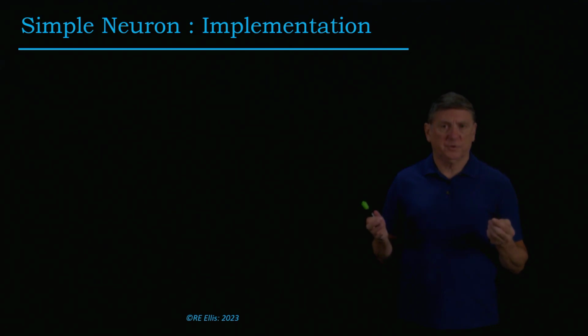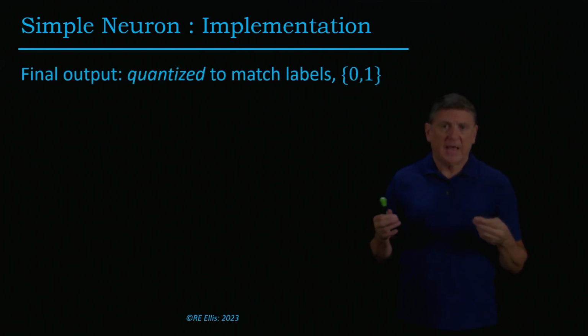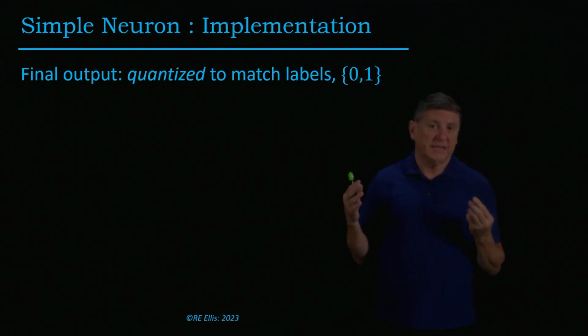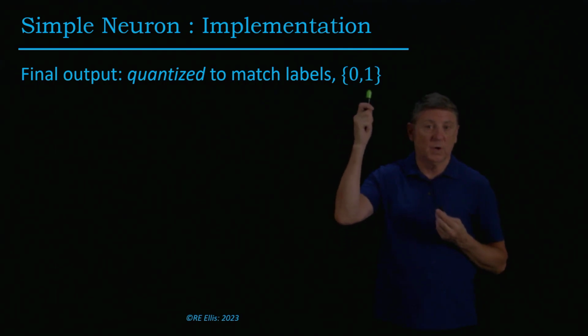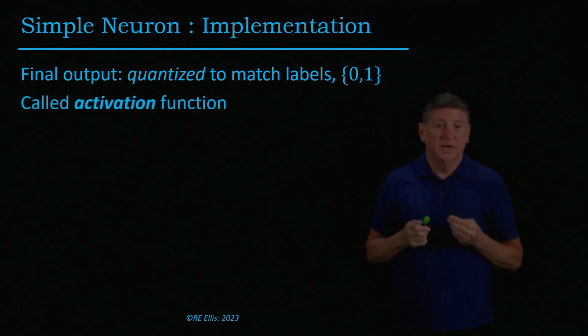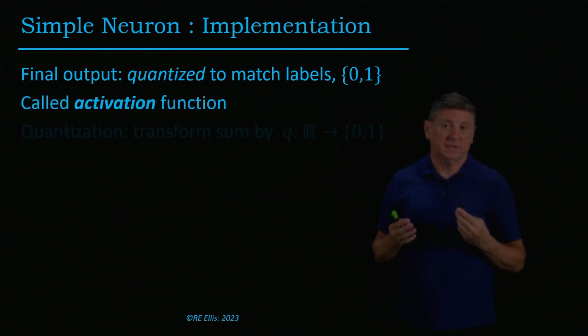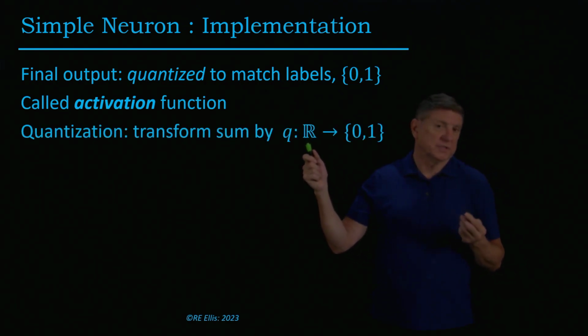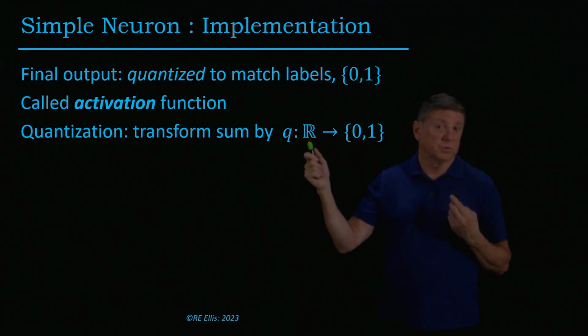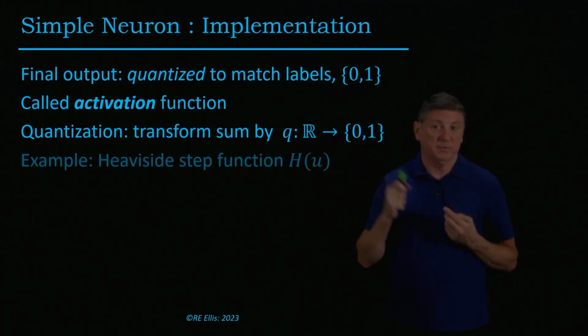So a simple artificial neuron is implemented, and what it normally does is it quantizes the data to match the labels. Because our labels coming in a neural network are 0 and 1, we'll quantize to match it. This is called an activation function, and this is a transformation from a real number, so it's like a pseudo distance u or a score z, and we map it to the labels.